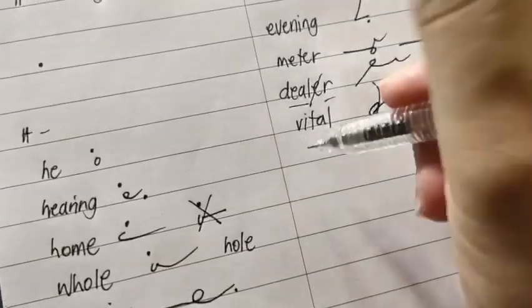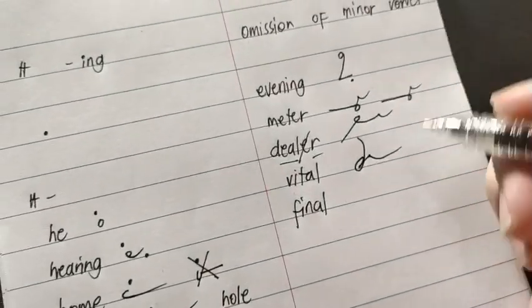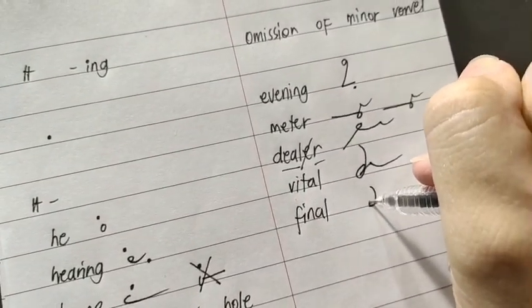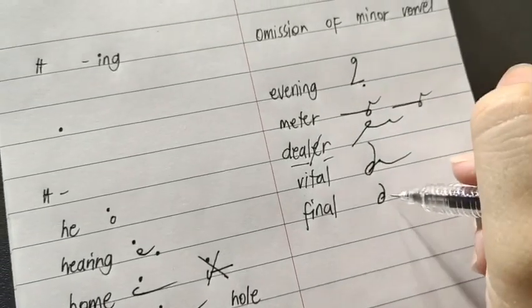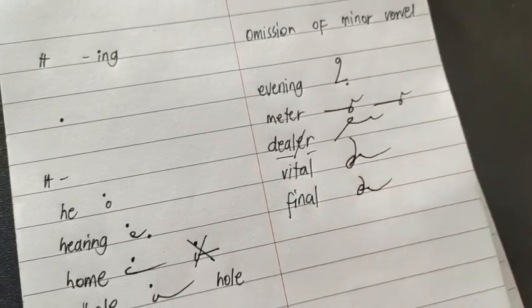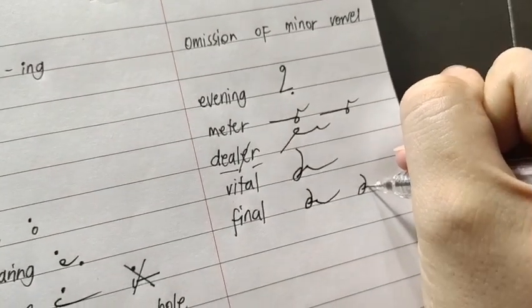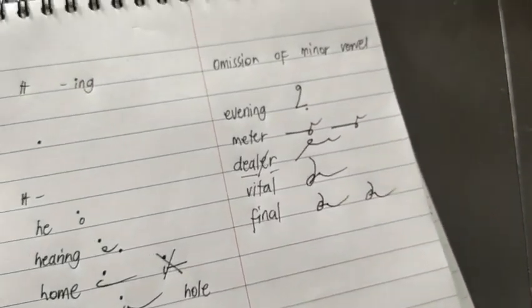Next is final. So, spell what you hear. F, I, Fi. Null. N. Then lagyan mo ng L. Final. Okay. So pag sinulat yan, mas mabilis. Final. Next is season.